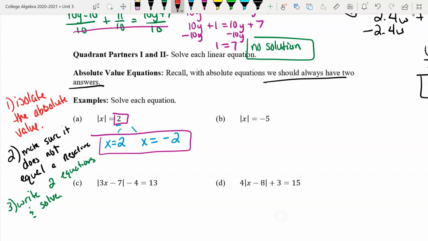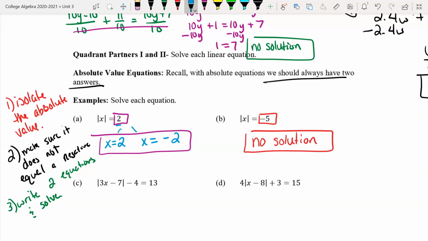All right. B, I'm going to isolate the absolute value. It's already by itself on the left-hand side. I'm going to make sure it does not equal negative. Well, here's the thing. It does equal a negative. You cannot have absolute value equal a negative number. So your answer to this problem would be no solution. If you get an absolute value problem and it equals a negative number, it's no solution.